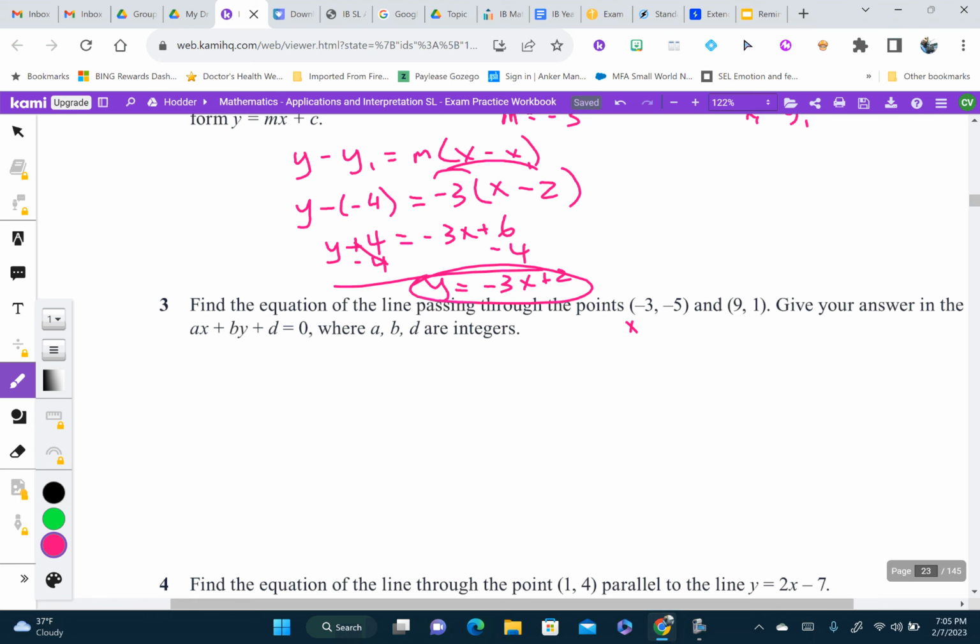Okay. For the next one, find the equation of the line passing through these 2 points. So x1, y1, x2, y2. So we're going to find the slope first, which is y2 minus y1 over x2 minus x1. So I'm going to go ahead and plug numbers in. So 1 minus a negative 5 is the same thing as 1 plus 5, which is equal to 6.